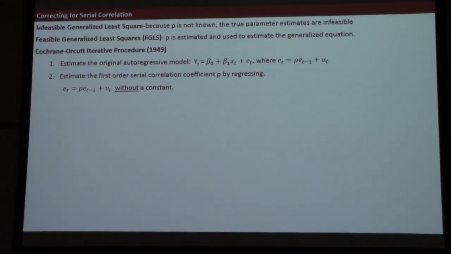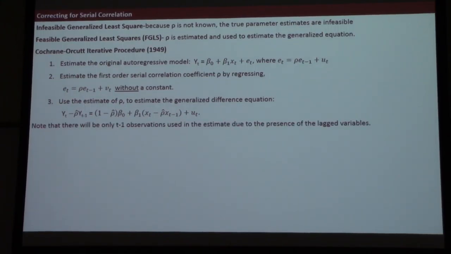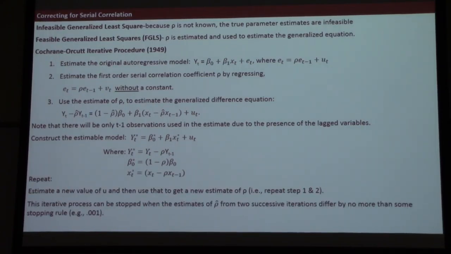Estimate the first order serial correlation coefficient by regressing e_t on the lag value of itself without a constant. And then use the estimate of rho to estimate that nasty looking equation. Then estimate a new rho, and this keeps going. This is a pretty nasty process. I'll show you the command for it. Cochrane-Orcutt. Boom, we're done. All right, so that's one way.